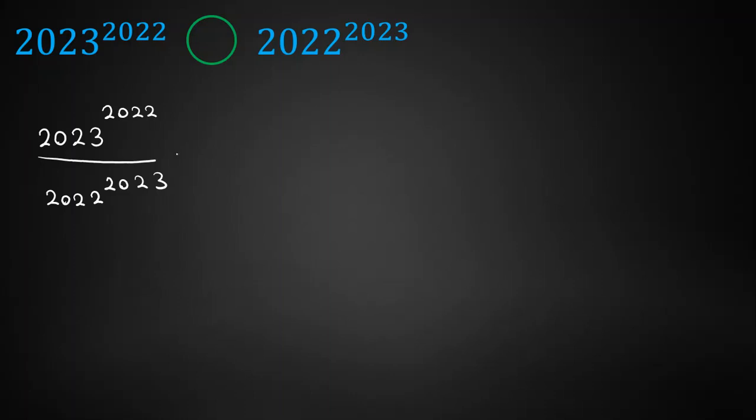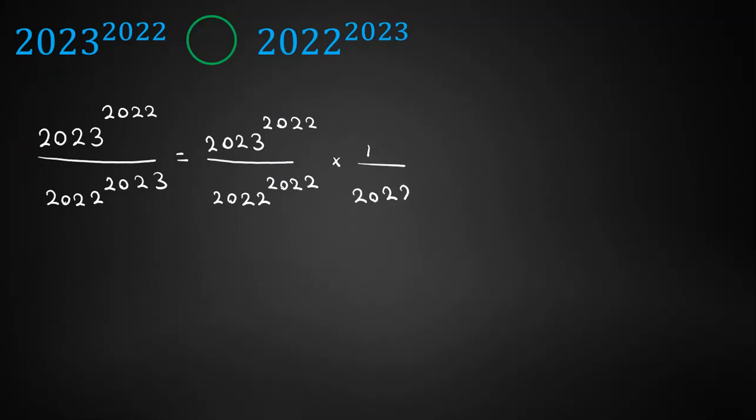Now, we can write it as 2023 to the power of 2022 divided by 2022 to the power of 2022, times 1 over 2022, because the powers will be added together and we will reach 2023. Because of the power rule, we know that a to the m times a to the n is a to the m plus n. What should we do next?